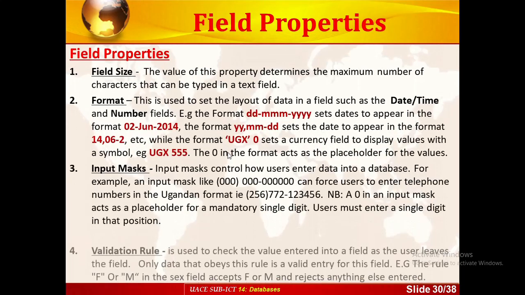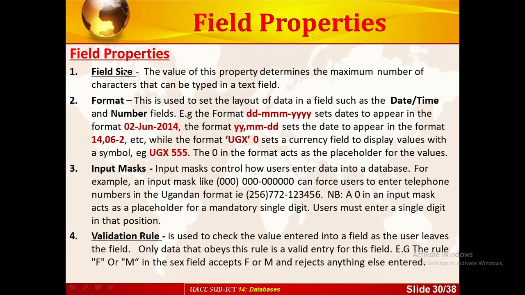So we have looked at some of the field properties, like field size. You can say the size of the value or the text format. You can change the format, for example, the date or time format. Input masks, you can always set the numbers to whatever you want. The validation rule and validation text are just used to check the value entered into a field as you leave the field.